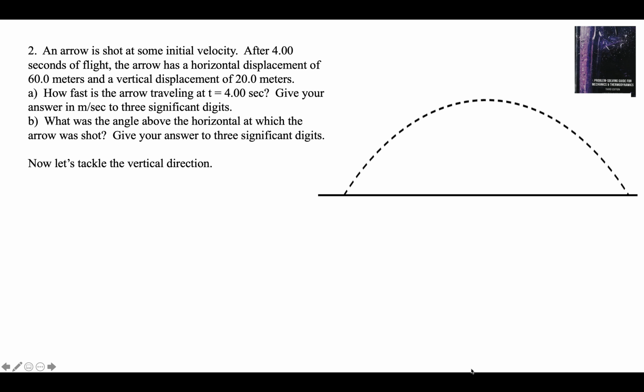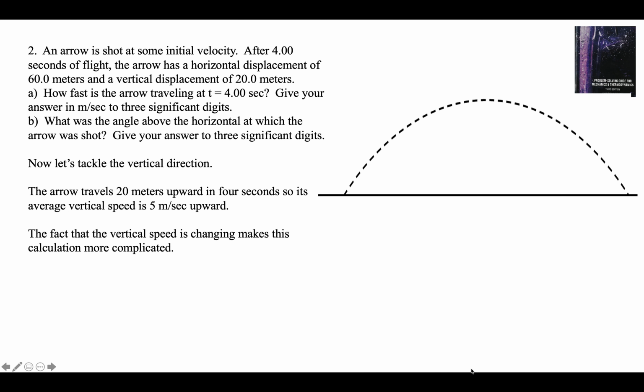Now we've got to do the vertical direction. This is harder because the speed changes. The arrow travels 20 meters upwards in 4 seconds. If it goes 20 meters in 4 seconds, the average vertical speed is 5 meters per second upward. That's changing.